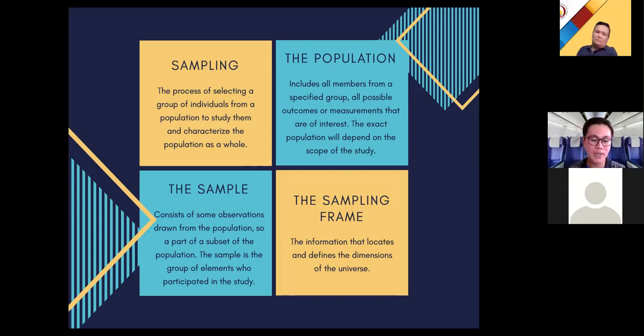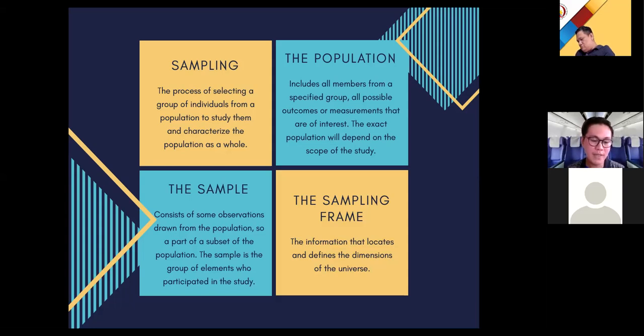So two factors may influence the degree of certainty about the inference drawn from a sample. So later on, I'll show you the diagram ano yung process ng pagkuha ng sample, and even on the next slides some of the presenters will dig deep and discuss the various types of sampling.